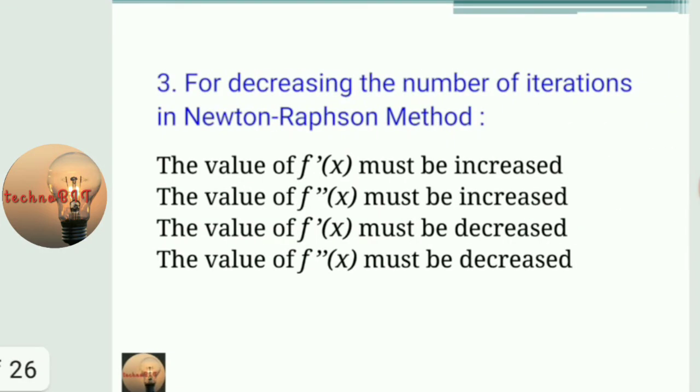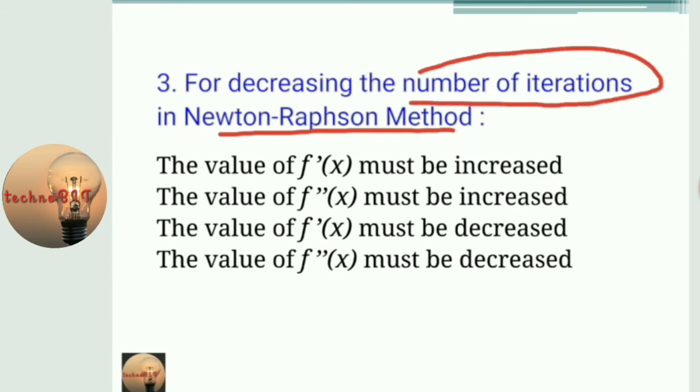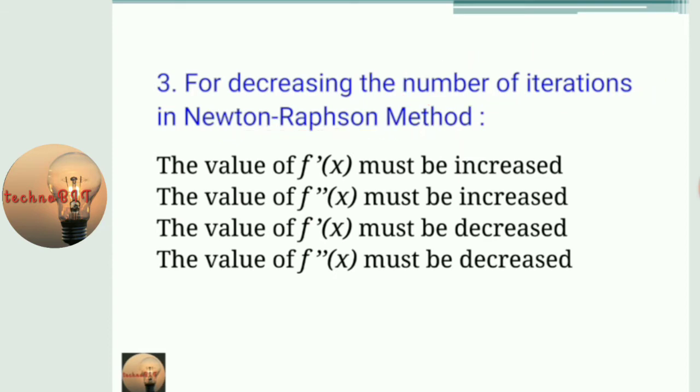Now have the third question. For decreasing the number of iterations in Newton-Raphson method, which option is the correct option? So we have to decrease the number of iteration in Newton-Raphson method, right? So for that the value of f dash x must be increased.